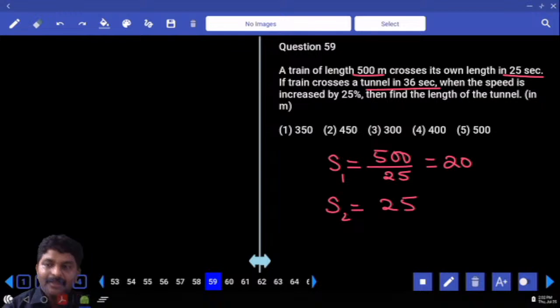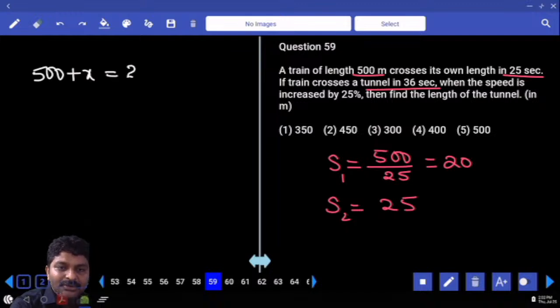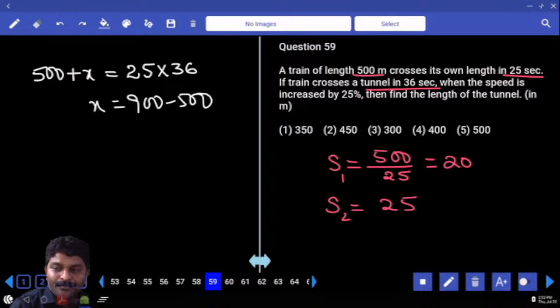Agreed? If it crosses a tunnel, distance covered is train length plus tunnel length, and that's what we need to identify, which is equal to distance covered, which is speed into time. Now speed is 25 fourths. Time is 36, which can be written as 4 times 9. So 25 fourths into 4 into 9 is 225, hmm, 25 into 36 is 900. Then x is equal to 900 minus 500. Answer 400.